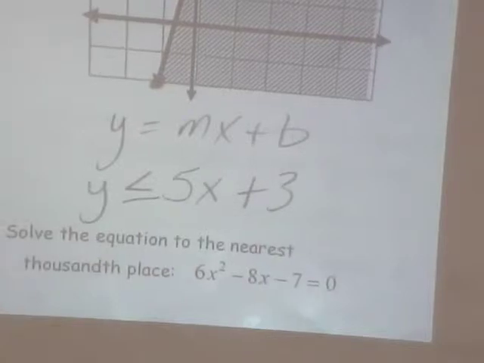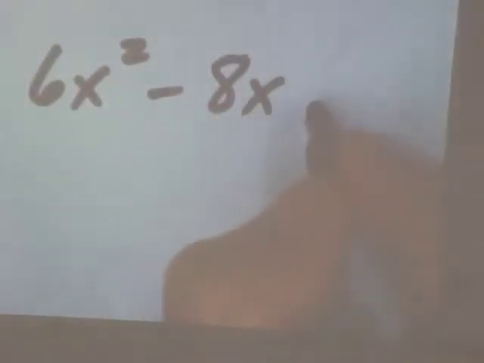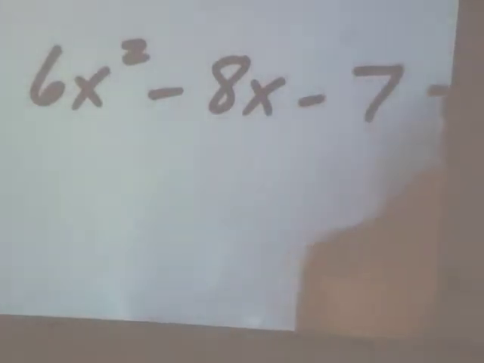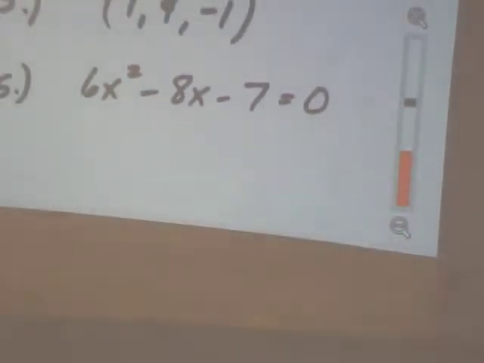Okay. Number 5. It says solve the equation to the nearest thousandth place. What is that? Thousandth place. 3 decimal places. That's a hint. What do you think? What does that mean we should do?